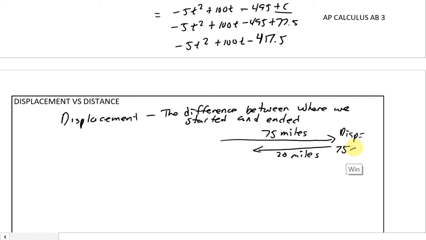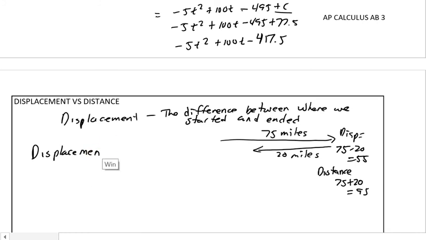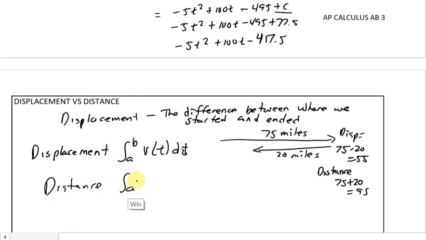Now the distance, okay, the distance here would be the total amount we've traveled, which would be 75 plus 20, which of course is 95. So for displacement, we actually are taking the integral from A to B of the velocity function. The velocity. So it's the integral of the velocity. Whereas distance is the integral of the speed, which of course is the absolute value of the velocity. Okay.